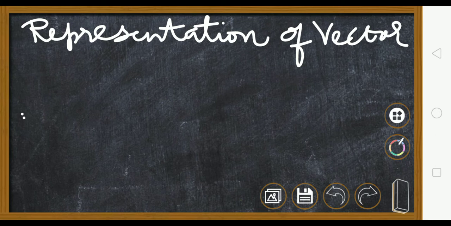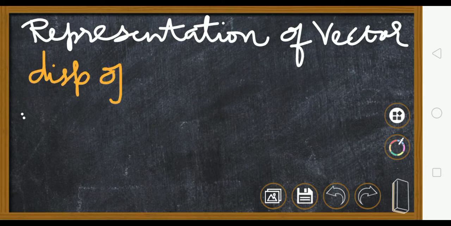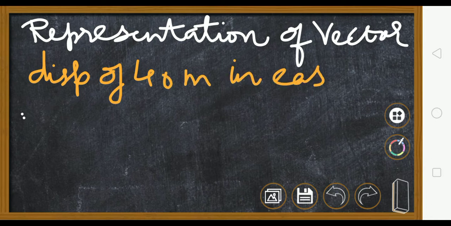Now we will see the representation of a vector. Suppose there is a displacement of 40 meters in the east. How will you represent it? You will represent it like this.